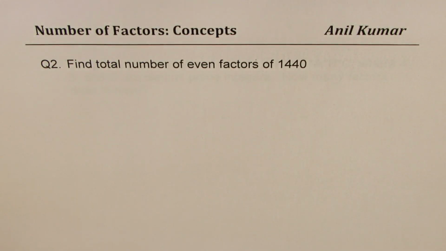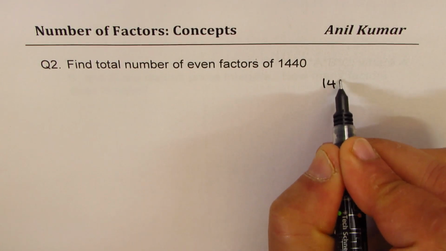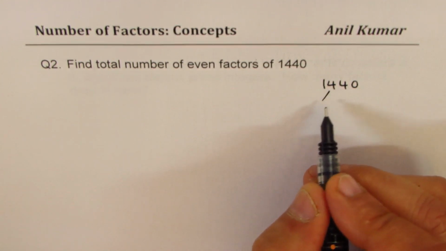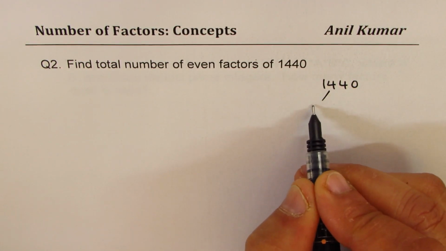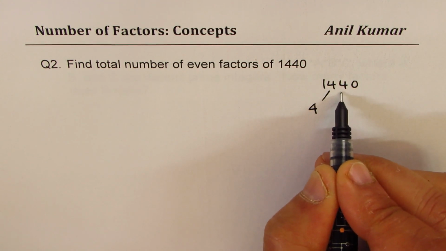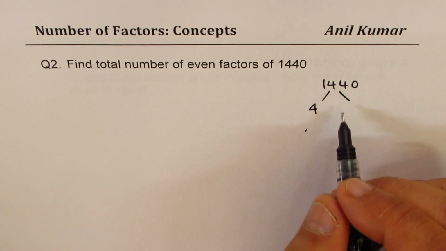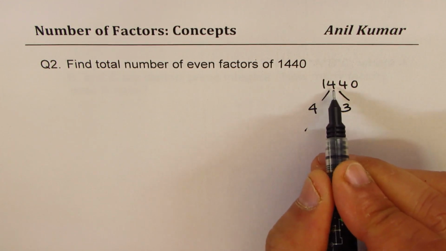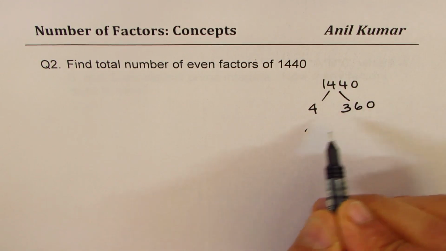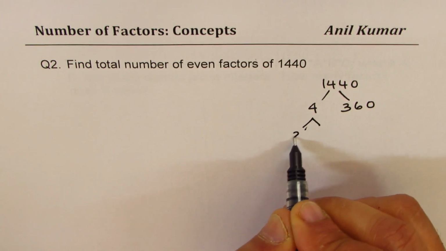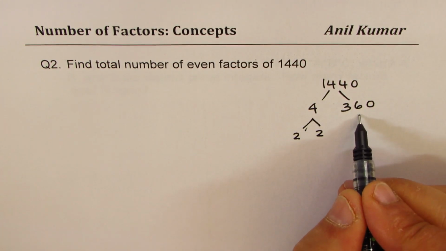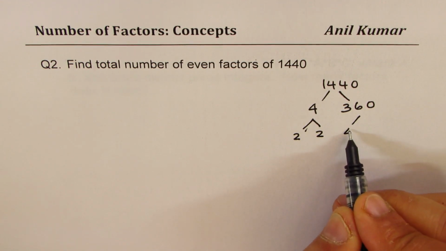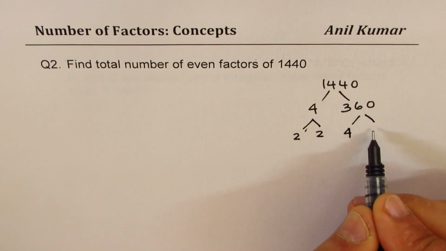Right. Now let's take up question number 2, which is to find the total number of even factors. Now this is kind of interesting. So what we do again here is we just follow the same process, 1440. So we could do 4 also, right? Because the last 2 digits can be divided by 4. So 4 times 3 is 12, 4 times 6 is 24, and then 0. So 4 could be split into 2 times 2. So it becomes faster. It does make sense. So 4 times 9 is 36. So we could write this as 90.